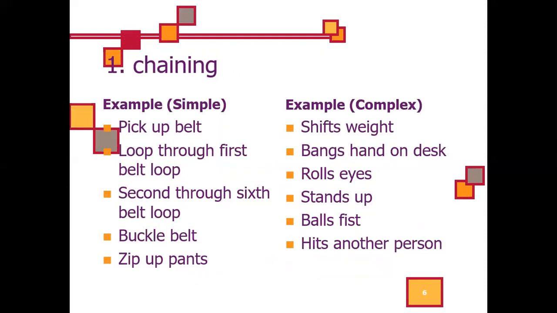There are two major types of chains. There's a simple chain, like that toothbrush I was talking about, or putting your belt on. And there are complex behaviors. This kid sat, shifted her weight, rolled her eyes, stood up, balled her fist, and then hit somebody. So it was a very specific, complex chain that we had to recognize.